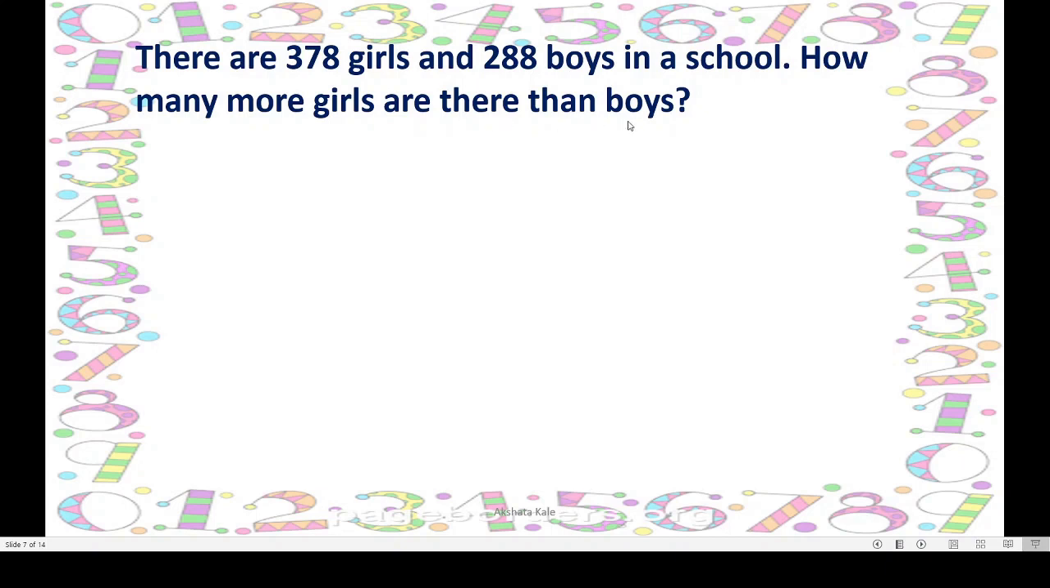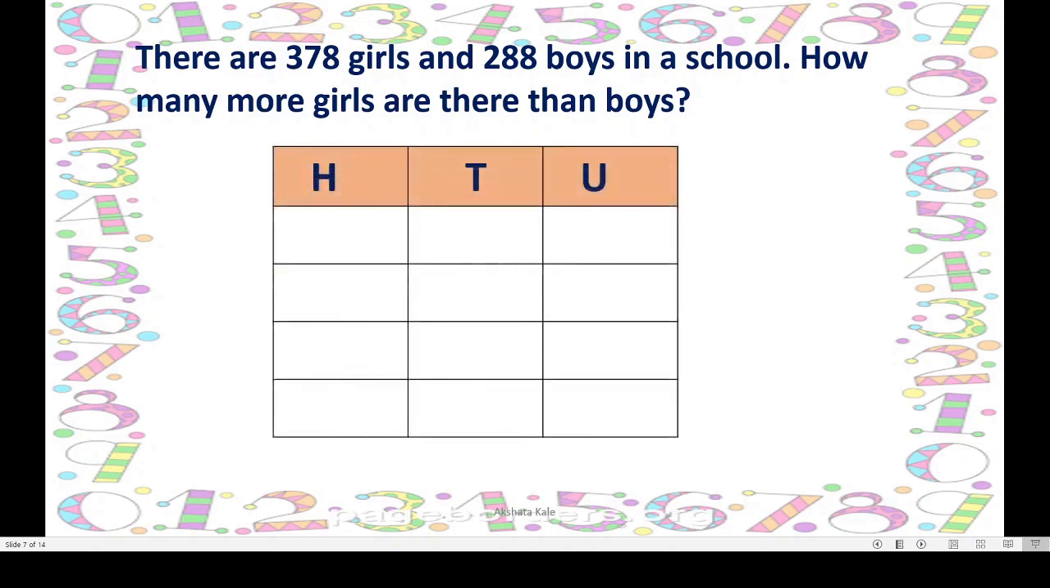Okay, this is the sum of subtraction, isn't it? More girls. Difference is asked here. So this is subtraction. Right? We will make a table. We will write first 378 according to their places. So 8, 7, 3. Then we will write 288 below this number. These are girls, isn't it? 288. These are boys. Right?